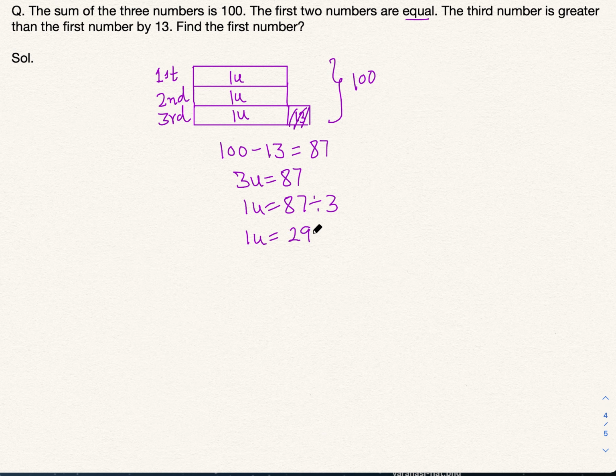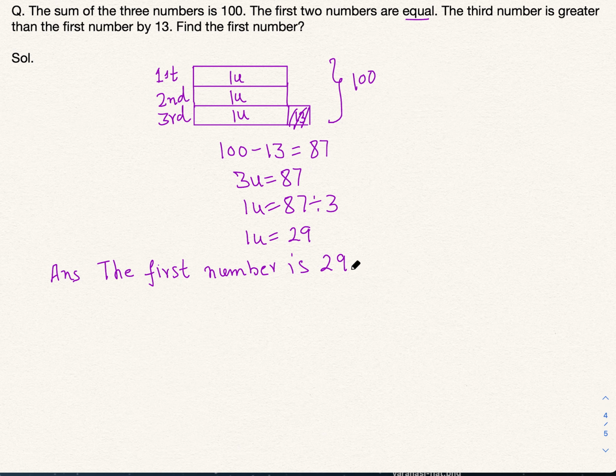Okay, 29. So that's what is our question, right? So what's the first number? First number is equal to 1 unit. So we have already got our answer. So you can write your answer as the first number is 29. Let's say the question would have been what would be the second number.